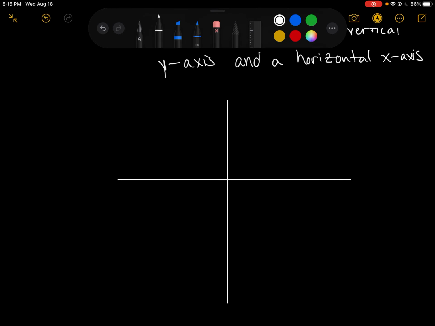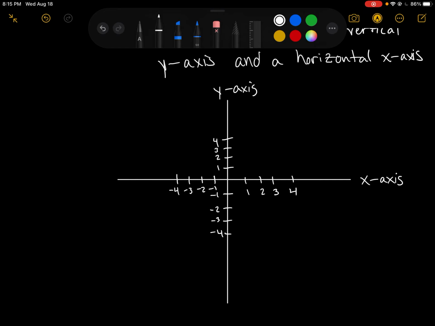So horizontal means left to right. So horizontal is the x-axis, and vertical is up and down. So that's the y-axis. We see positive values go to the right, so like 1, 2, 3, and 4. We see positive values go up. So again, 1, 2, 3, and 4. Negative values go down. And negative values go left. So we are thinking directionally in terms of positives and negatives.